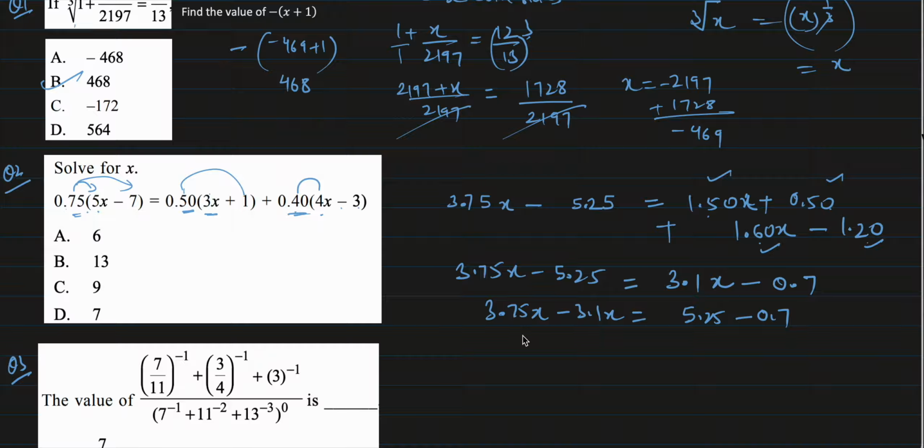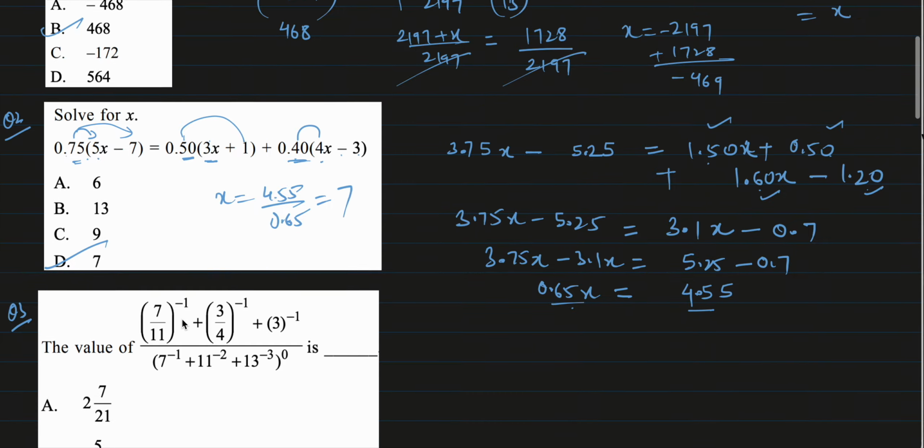So when you solve it, what will you get after subtraction? This will be 0.65x, and on this side it will be 4.55. So 65 into 7 is this, so our answer will be 7 because of the two decimal places. So x will be 4.55 by 0.65, which is 7. I hope it's clear, students.